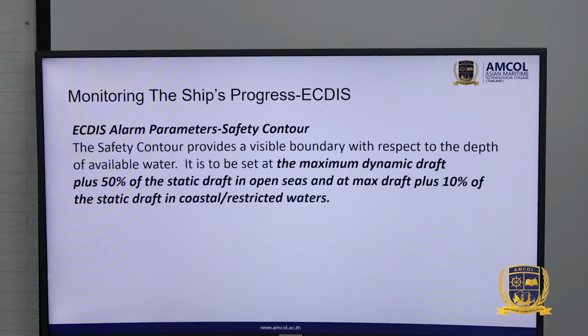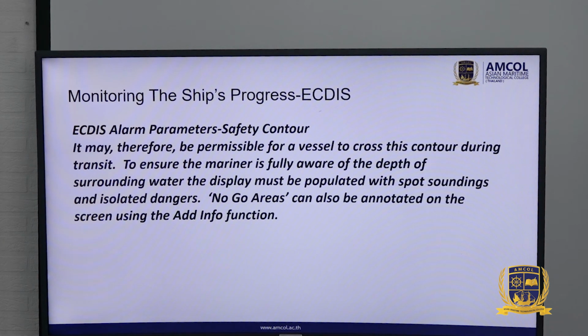ECDIS alarm settings: this is again one of the things we find in many cases, that the settings of ECDIS, like safety contours etc., are not done properly and accidents have happened. So this should always be considered: what is a safety contour and how the settings are done. Some companies have suggested that the dynamic draft plus 50% of the static draft in open sea is your safety contour. It may therefore be permissible for a vessel to cross this contour during the transit. So this setting, safety contour, is very important.